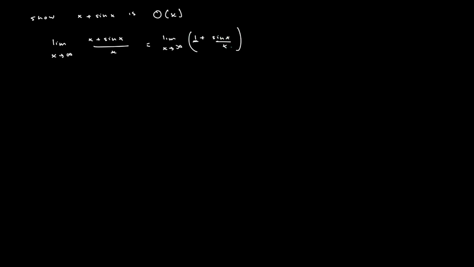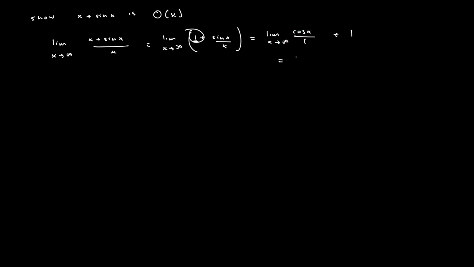Show that x plus sine x is big O of x. So what we want to do is evaluate the limit as x tends to infinity of x plus sine x divided by x, and we expect it to be some constant. So that's the same thing as the limit as x tends to infinity of 1 plus sine x over x.